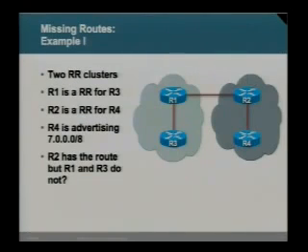You've got two route reflector clusters like this. So router 1 is a route reflector serving router 3. Router 2 is a route reflector serving router 4. Router 4 is introducing a prefix into iBGP. Router 2 sees it, but router 1 and router 3 do not. And you go, well, why not?